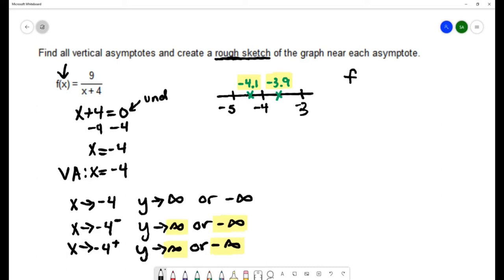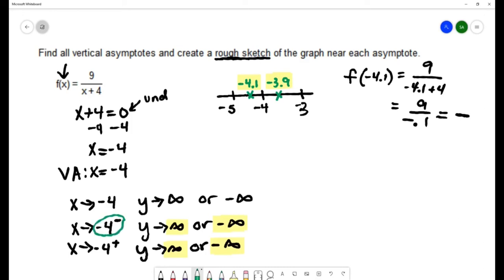So if I substitute negative 4.1 into our function, that would give 9 over x plus, not x. We need to plug in negative 4.1 for x. Negative 4.1 plus 4, and that gives 9 over negative 0.1, which is going to give you a negative number. So now I know that if I am below negative 4, my y value is going to approach negative infinity.